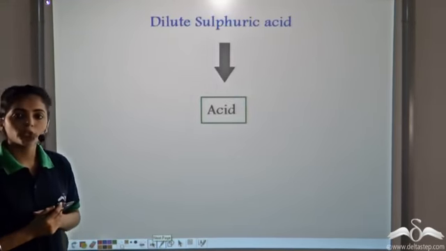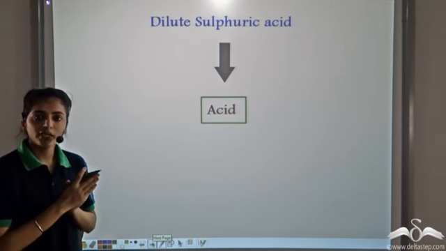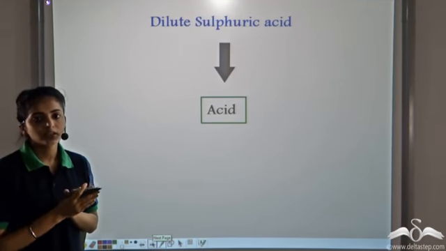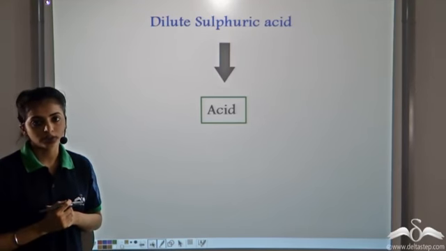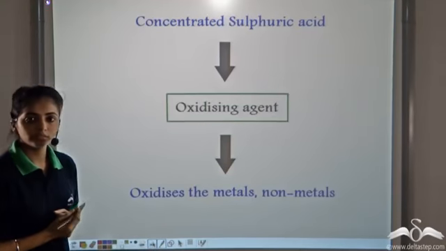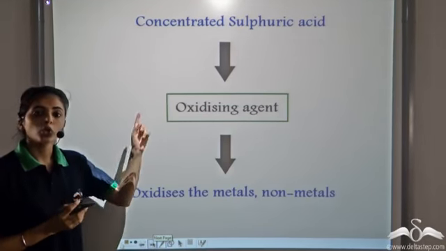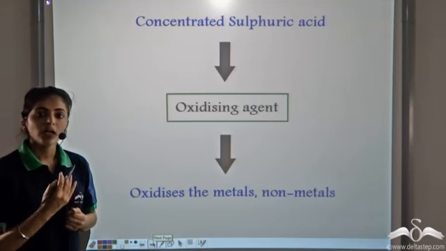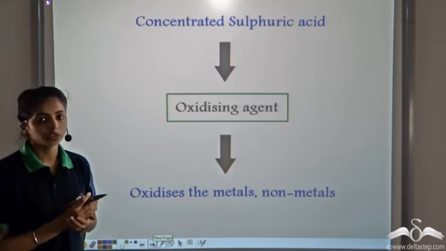So dilute sulfuric acid gives the normal test as all acids. When metals react with dilute acids, they displace hydrogen gas and form the corresponding salts. But when metals react with concentrated sulfuric acid, they give the oxidation products. That is, concentrated sulfuric acid acts as an oxidizing agent. It oxidizes the metals and non-metals.